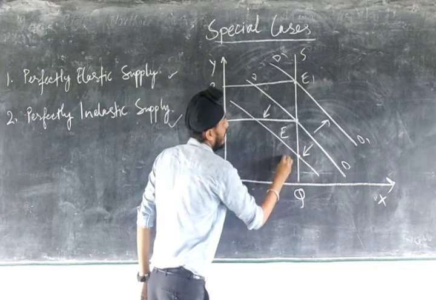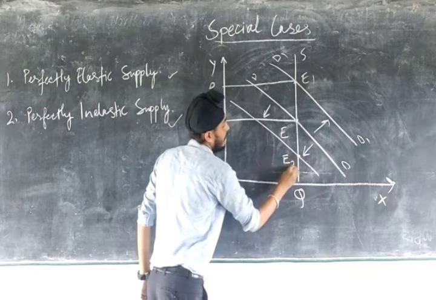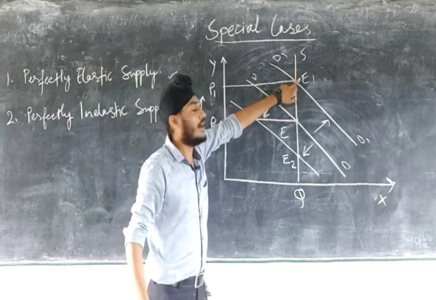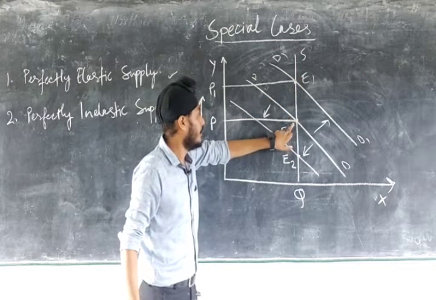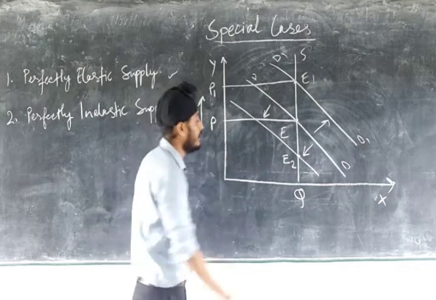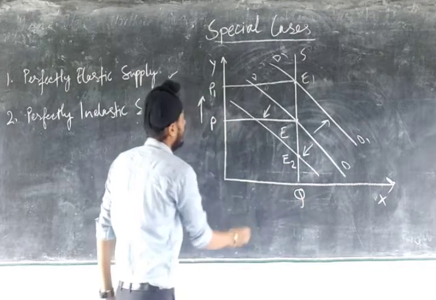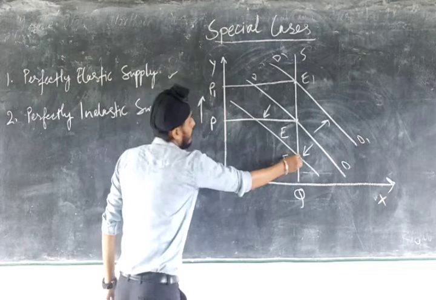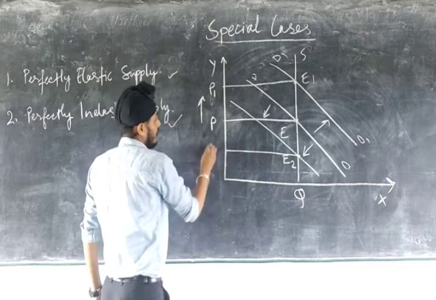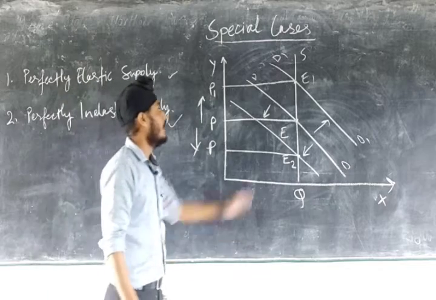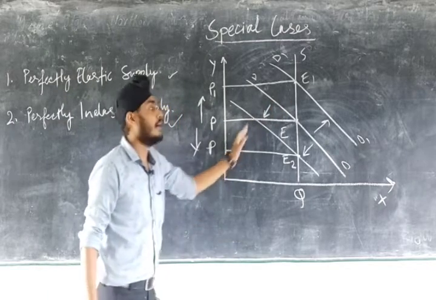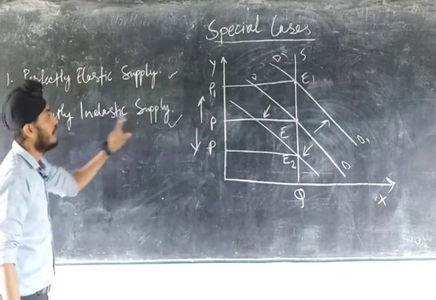The equilibrium point shifts towards E2. Before it was in E1 when it was increasing. Now when it is decreasing, the equilibrium point shifts from E to E2. So what happens? Equilibrium quantity remains constant, but the equilibrium price decreases. Clear? So this was the effect of increase in demand and decrease in demand when supply is perfectly inelastic.